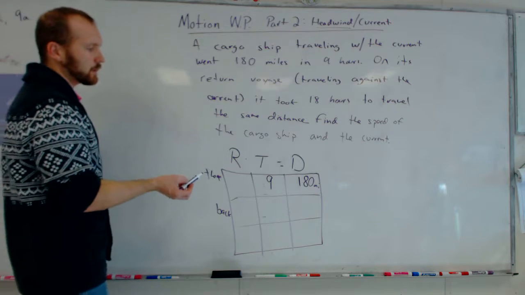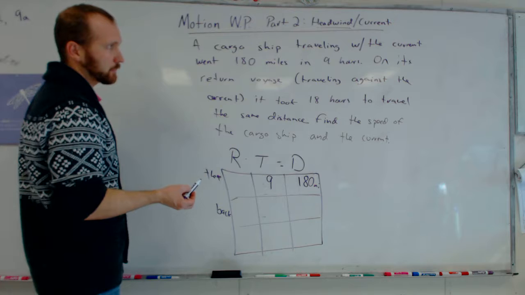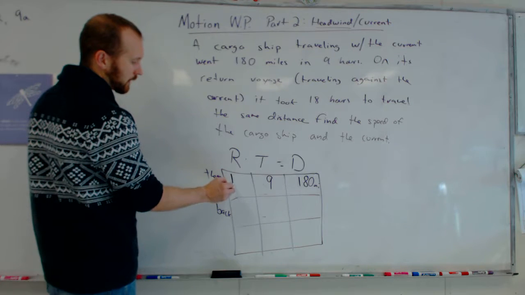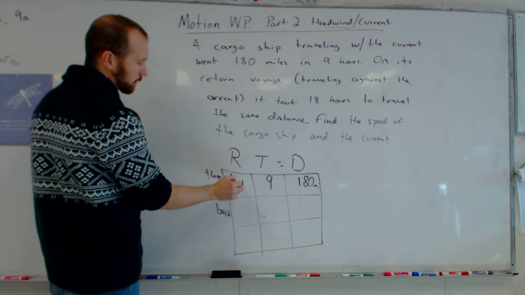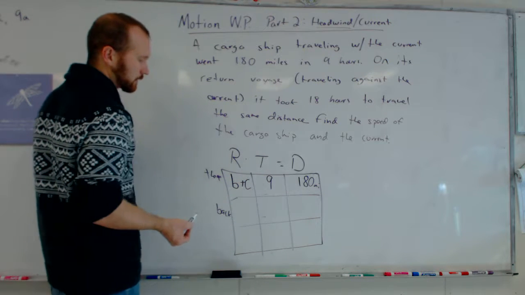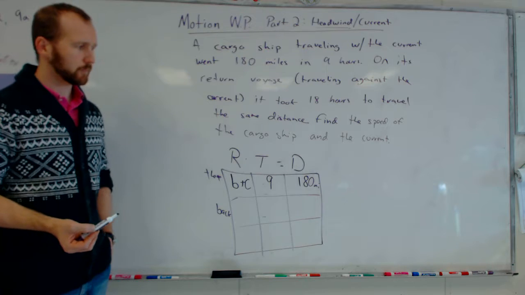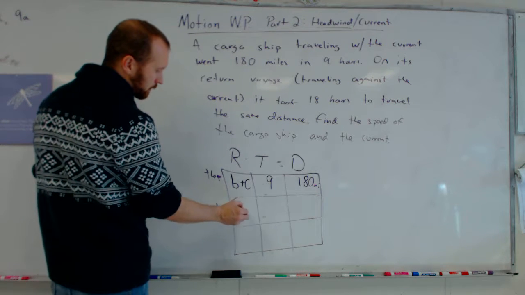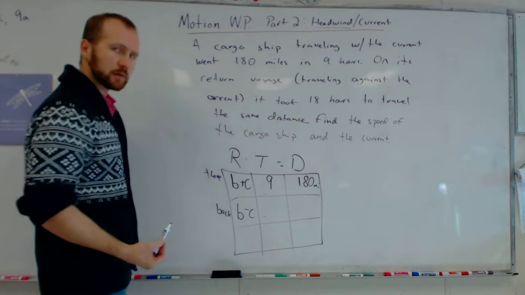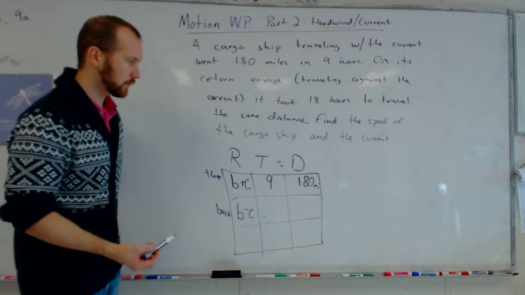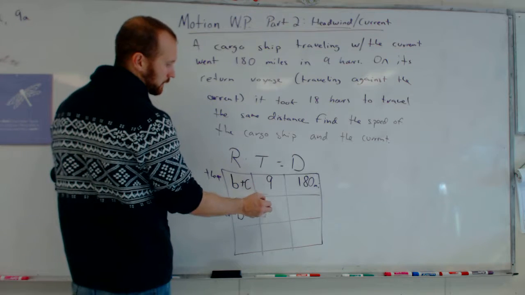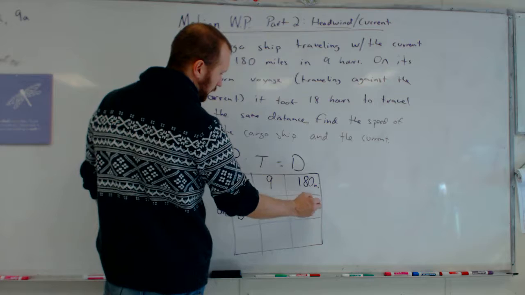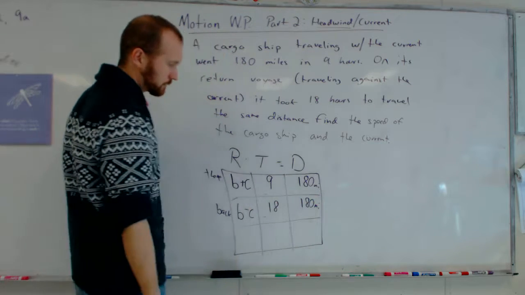Okay, so there's a couple ways we could fill in the rate column. I'm going to do it like this for now. I'm going to say the rate going there is the speed of the boat plus the speed of the current. Then the rate coming back is the speed of the boat minus the speed of the current. And we know that coming back took 18 hours to go 180 miles.